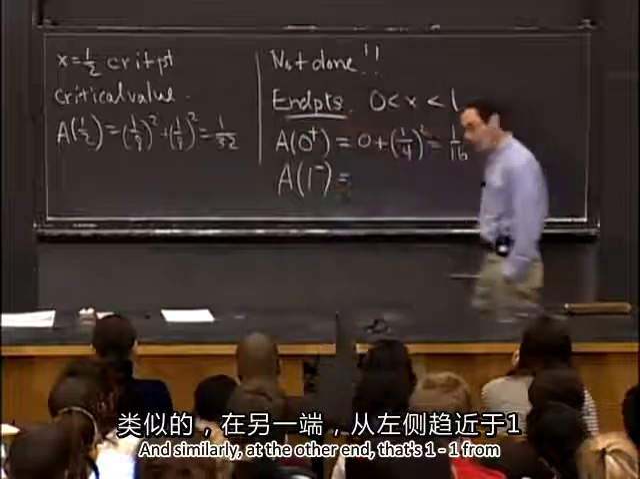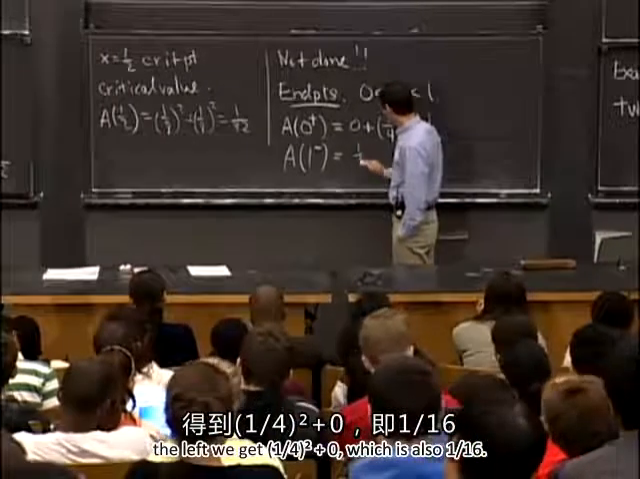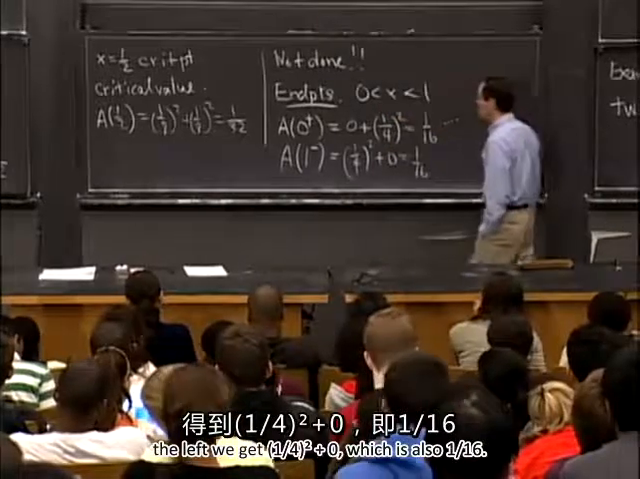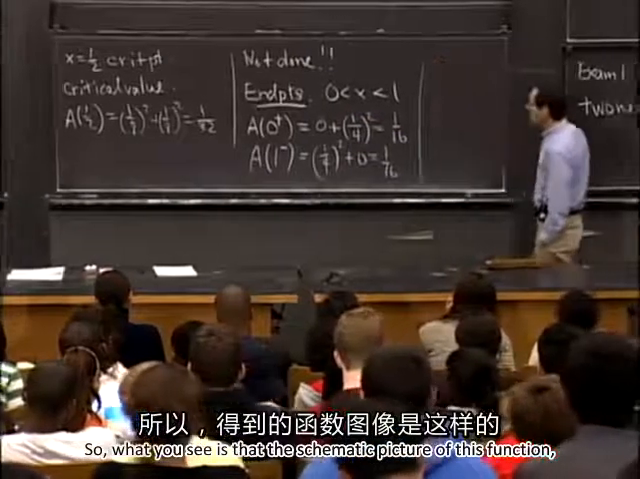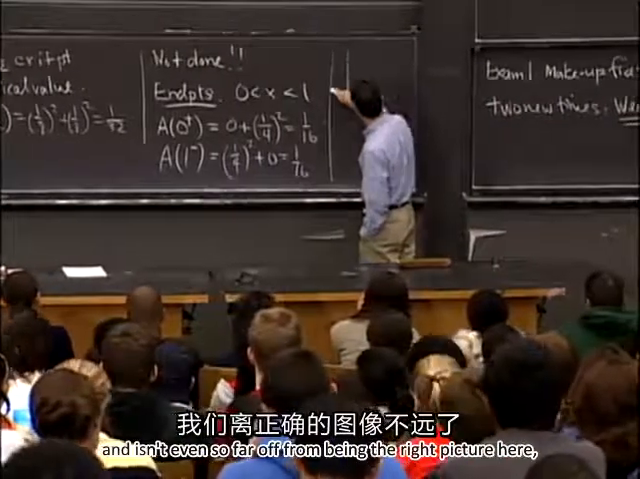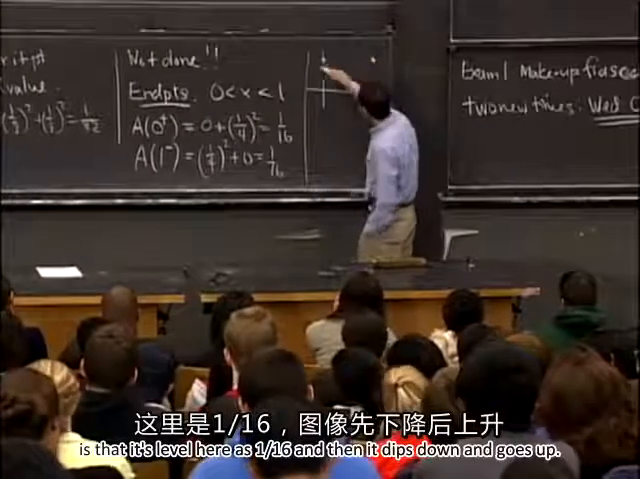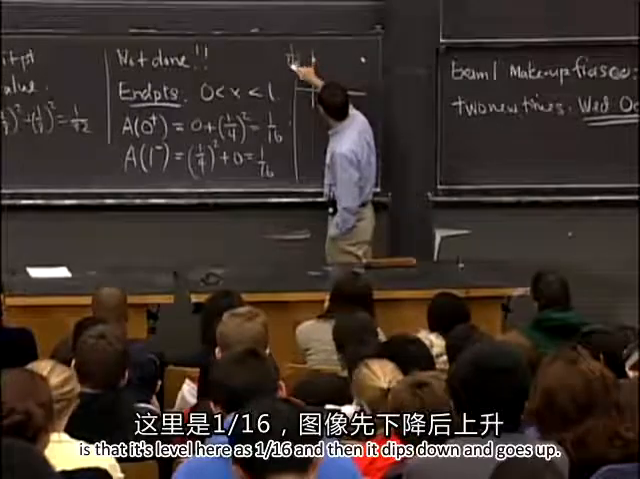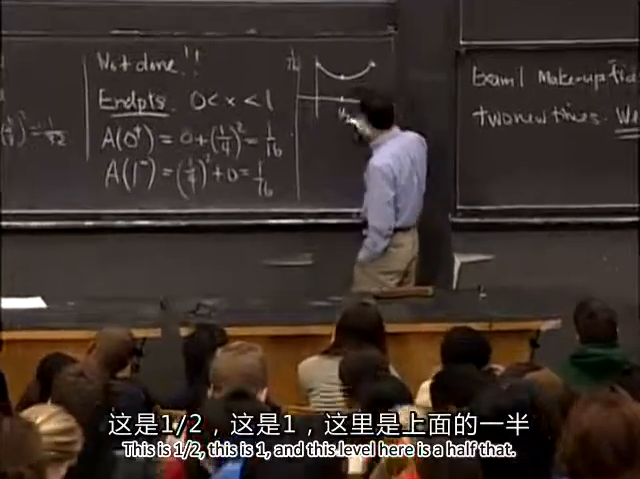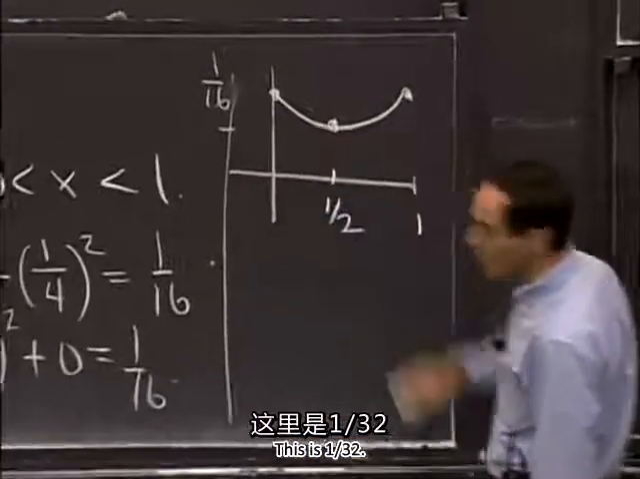All right? And similarly, at the other end, that's 1 minus 1 from the left. We get a quarter squared plus 0, which is also a 16th. So what you see is that the schematic picture of this function, and this isn't even so far off from being the right picture here, is that its level here is a 16th, and then it dips down and goes up. Right? This is a half. This is 1. And this level here is a half that. This is 1 over 32.